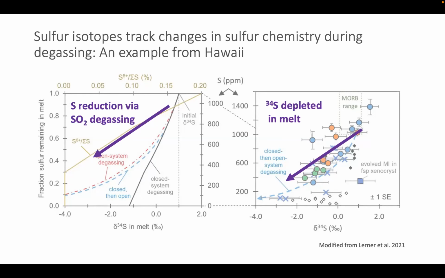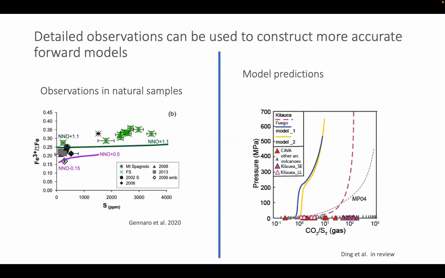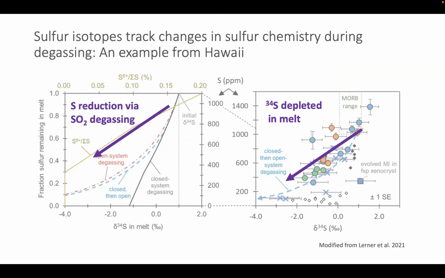So on the right-hand portion of this plot, we're seeing a melt inclusion data set in the background. Each of these symbols is a melt inclusion. We have the sulfur isotopes in those melt inclusions on the x-axis, and on the y-axis is the sulfur concentration of those melt inclusions. And we see that there's a correlation, which the authors interpret as a degassing pattern.